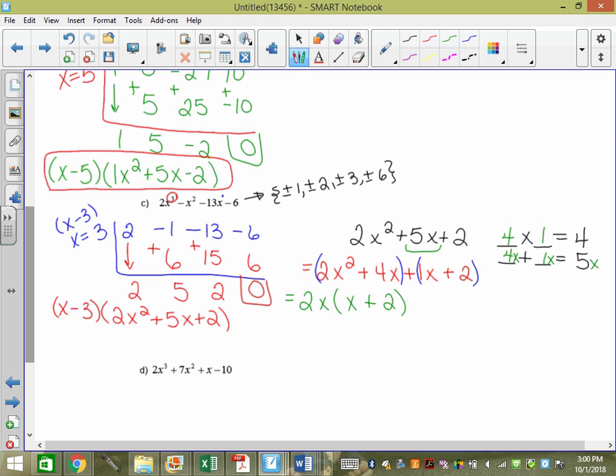Now we ask the same question. We have a plus sign here. What can I take out of 1x plus 2? Trick question. A 1. You really can't take out anything but a 1, right? And what's left behind it? X plus 2.